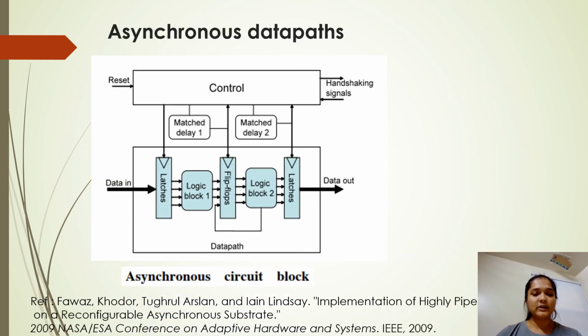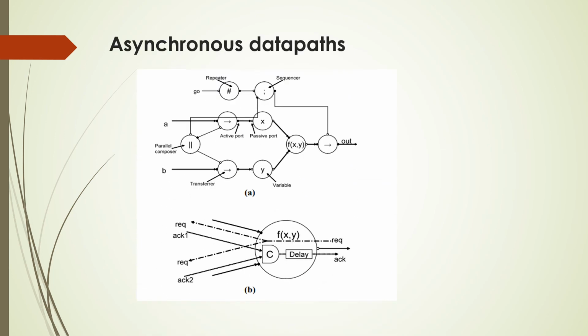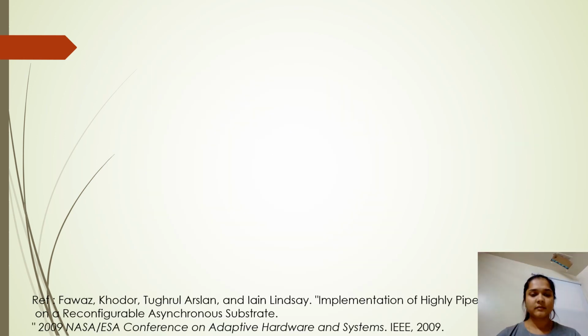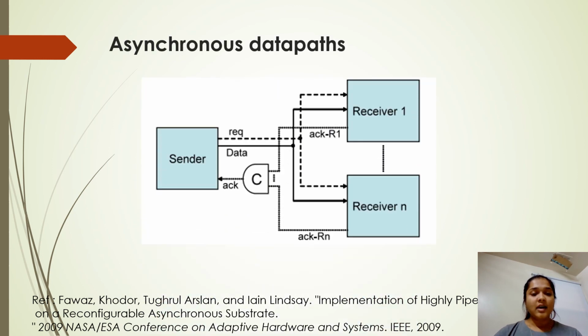Now, this figure shows an asynchronous circuit block. Here, the sender sends the request to receivers 1 to n, and then sends the data to receivers 1 to n. In back action, receivers 1 to n send acknowledgement back to the sender. This is an asynchronous sender connection.